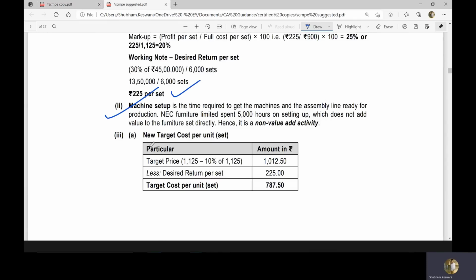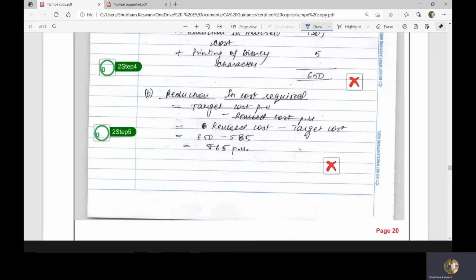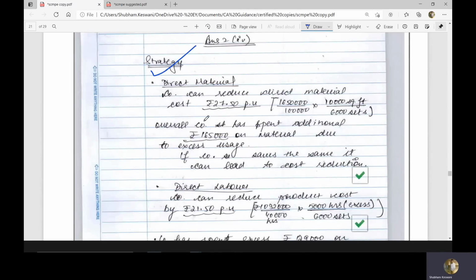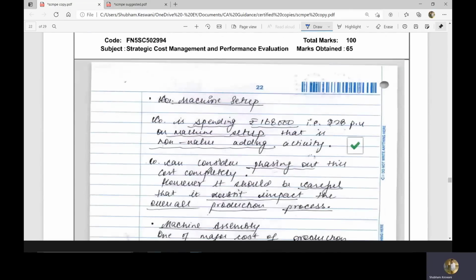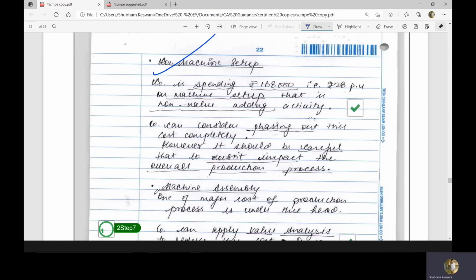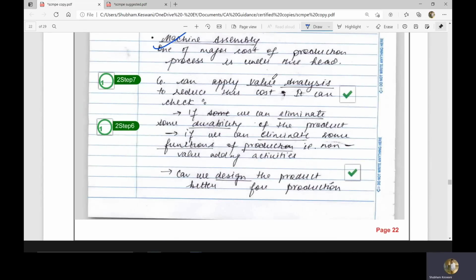Then the third part I scored 0 because my answer is absolutely wrong, 787.5, and nowhere even close to the ICI's answer. But I think I did well here when I was giving the strategy. In strategy, I talked about direct material, direct labor, how much the company can save in these aspects, and machine setup time, because it is a non-value activity, the company can avoid it. But before phasing out completely, the company should be careful that it should not impact the overall production process. Then machine assembly time and value analysis.